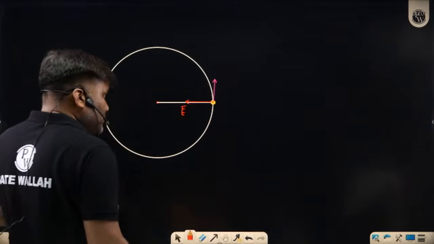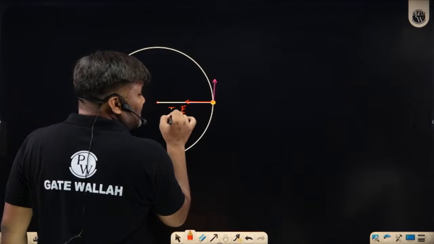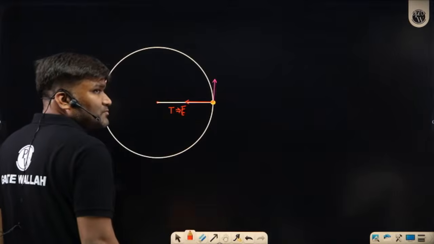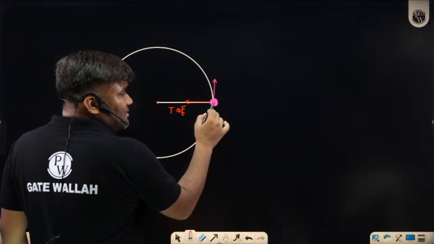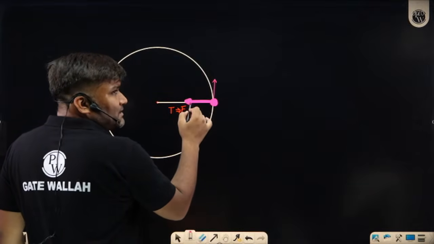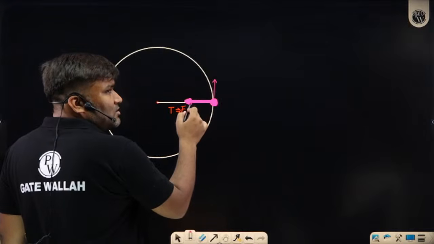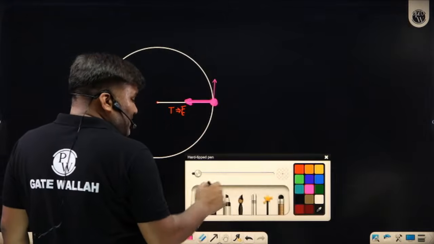Tension T. Who has provided this? Sir, tension T has provided this centripetal force. And because of this centripetal force, force is acting on this mass m body in this direction.